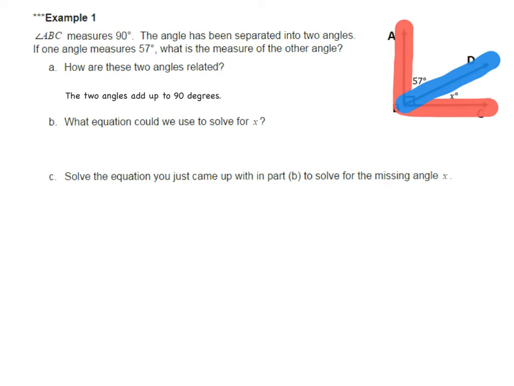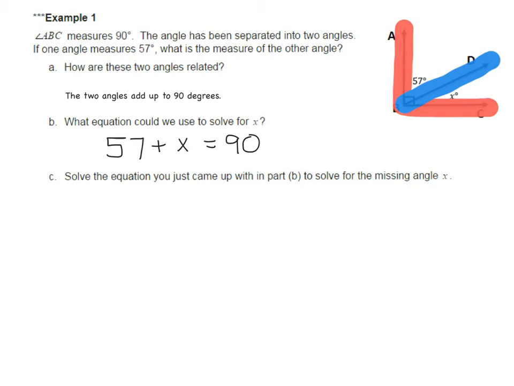So now in equation, we just said that the two angles are going to add up to 90 degrees. So the equation we're going to use is we're going to say that the one angle that we know, 57 degrees, plus the other missing angle, x, if we add those two together, it's going to give us 90 degrees.